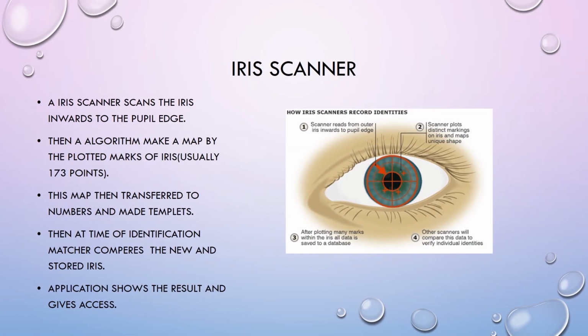Iris scanner. An iris scanner scans the iris inwards to the pupil edge. Then an algorithm makes a map from the plotted marks of the iris, usually 173 points. This map is then transferred to numbers and made into templates. At the time of identification, the matcher compares the new and stored iris. The application shows the result and gives access.